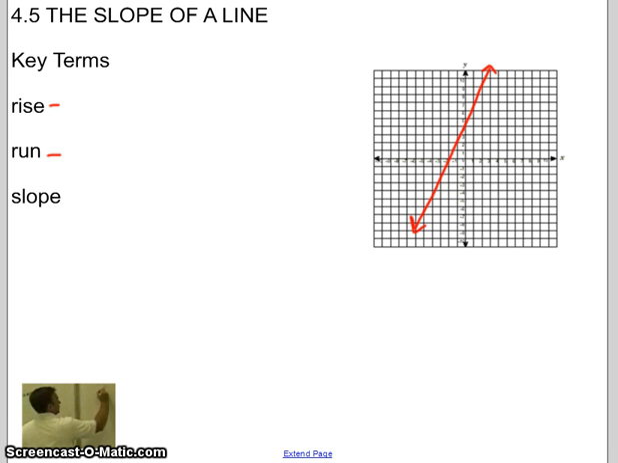Okay, so if I look at this line right here that I drew, it has a rise, which is distinguished by its vertical change. Okay, how high does it go up compared to its run, horizontal change.